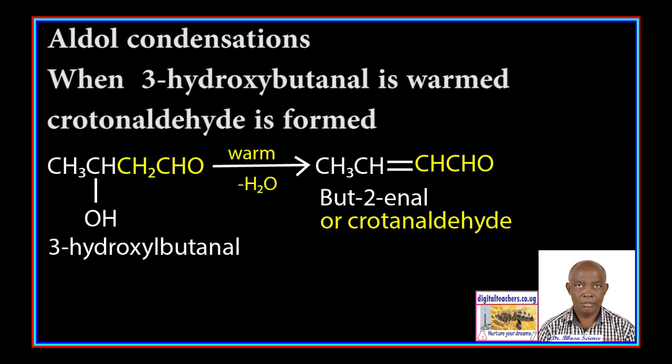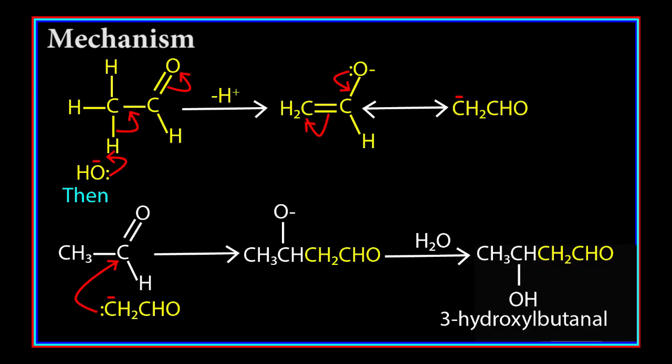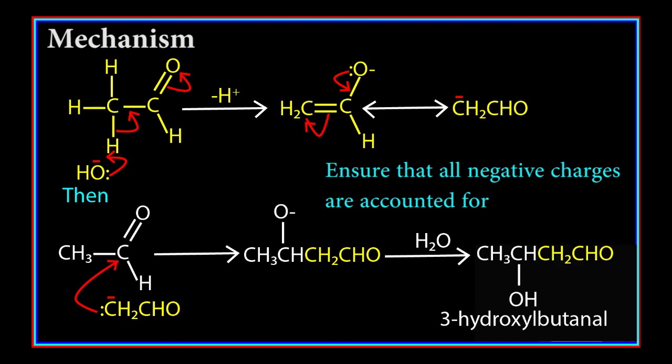When 3-hydroxybutanal is warmed, it forms but-2-enal or crotonaldehyde. The mechanism is as below. Ensure that all negative charges are accounted for.